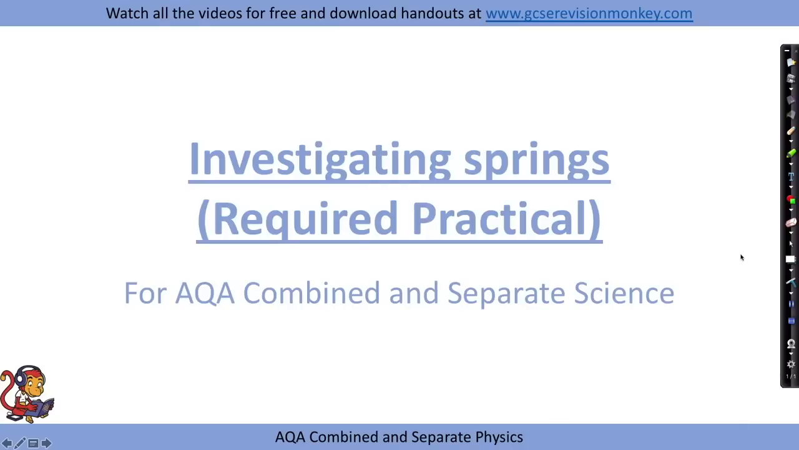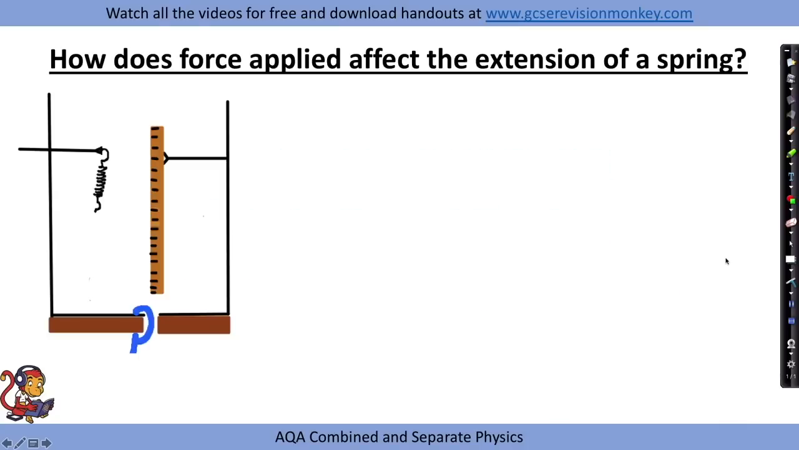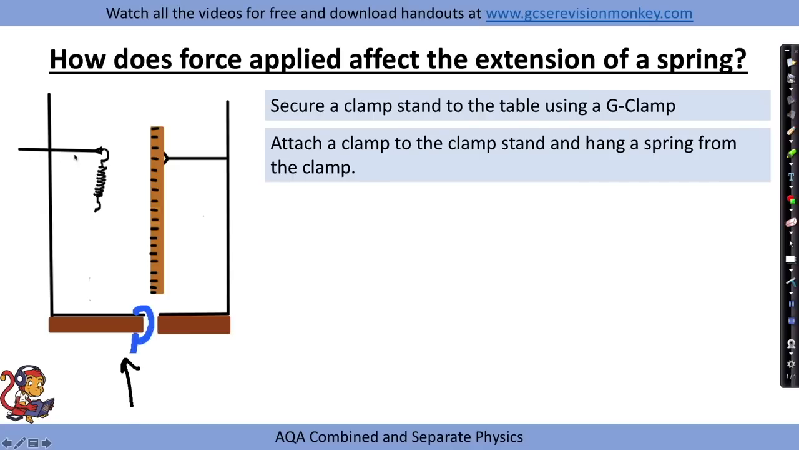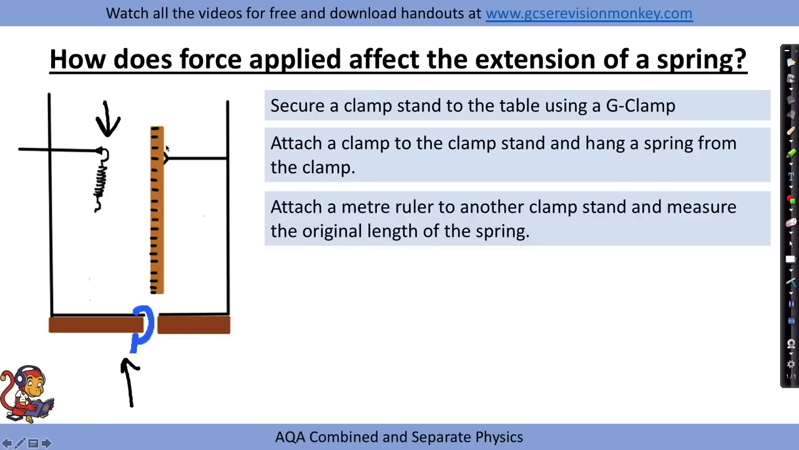Investigating springs required practical. In this practical, you're going to see how the force applied to a spring affects the extension of a spring. First of all, you need to secure a clamp stand to the table using a G-clamp. This is because you're going to put lots of weights on the bottom of the spring and you don't want it to topple over. You then attach a clamp to the clamp stand and hang a spring from the clamp, like so. And attach a meter ruler to another clamp stand and measure the original length of the spring.